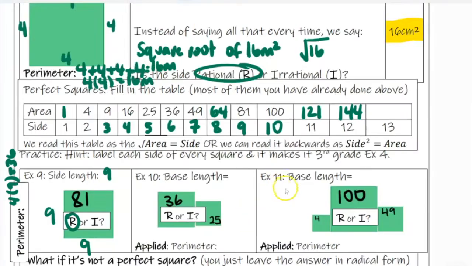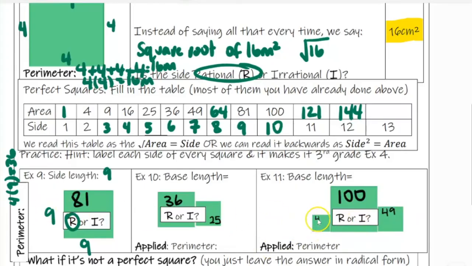All right, so now I'm going to do example 11. You go ahead and do example 10. What is the base length of this shape? So notice there are 3 squares. So it's asking what is the length from here all the way to here. We'll have 3 squares. I know how to find one individually. I just did it, right?